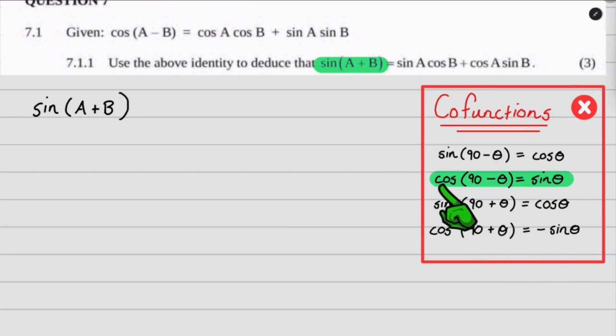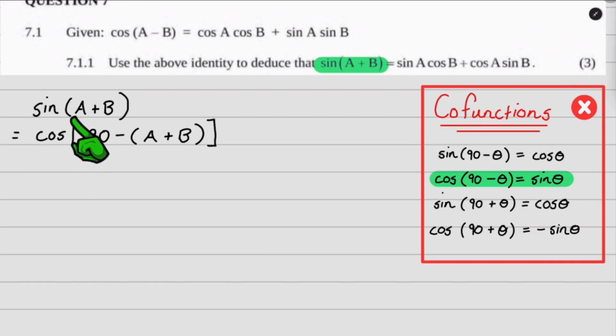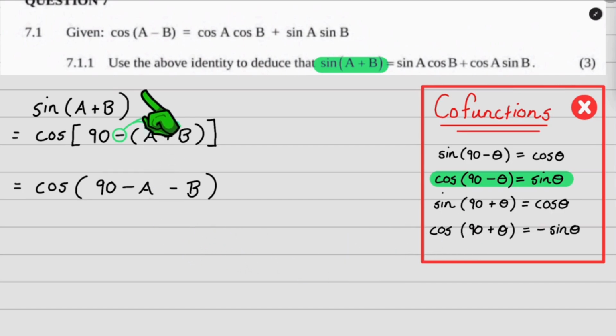And we're going to be using this co-function, but we're going to be using it backwards. So we're going to change sine of this angle into cos of 90 minus that thing. And don't forget brackets when you do that. So we can see that sine of this angle just turned into cos of 90 minus that angle. Then I distribute this negative to the A and to the B. And once I've got that out the way, I'm ready to use this formula.